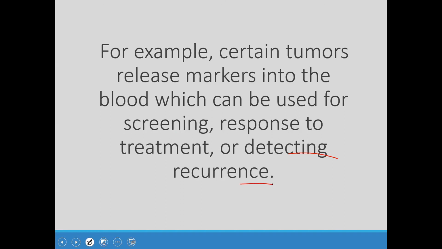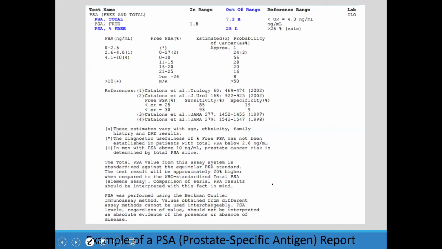So what I'm trying to highlight here is that I've just given you a simple example, but this is to show you that there's a lot going on behind the scenes. So for example, I'm just posting on the screen here an example of a PSA, which is of course the prostatic specific antigen that can be elevated in patients with prostatic adenocarcinoma.